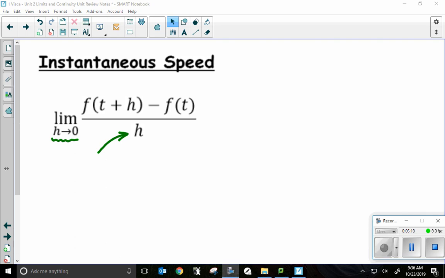Now, don't worry, we'll have time to practice this later. This is just a refresher of the material that we're going to be using on all these problems that we're going to be doing.